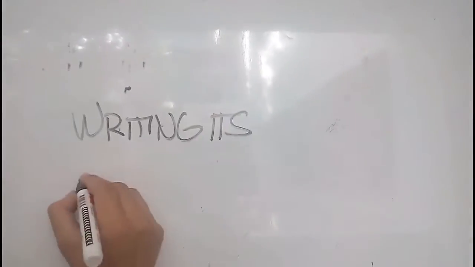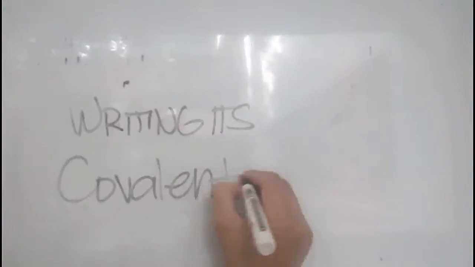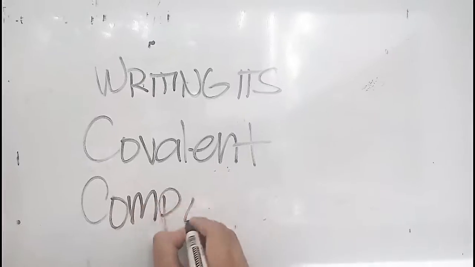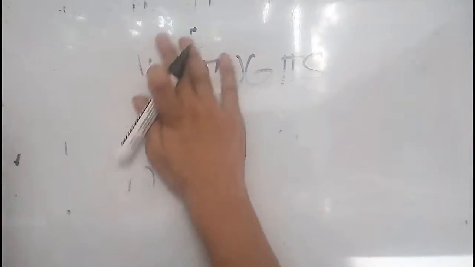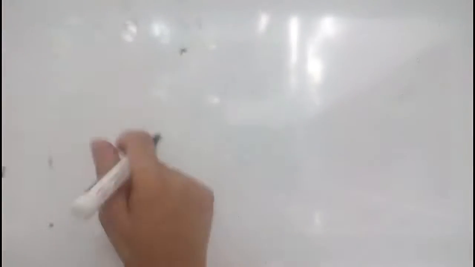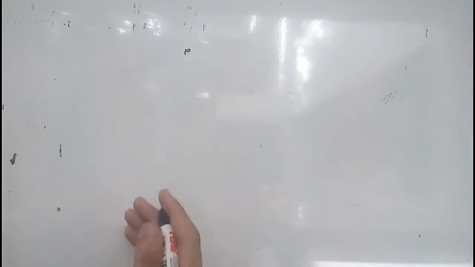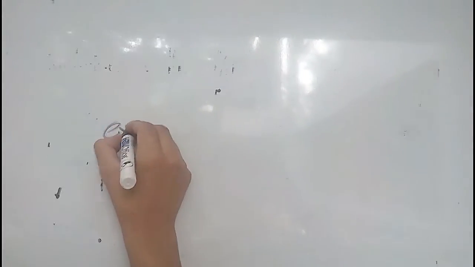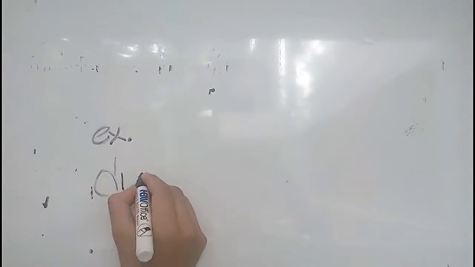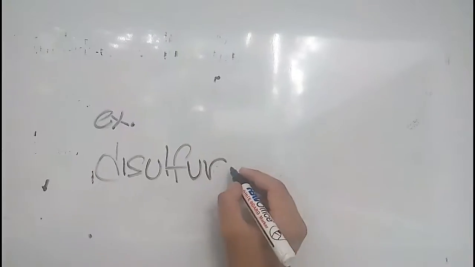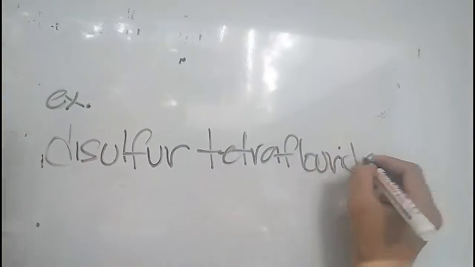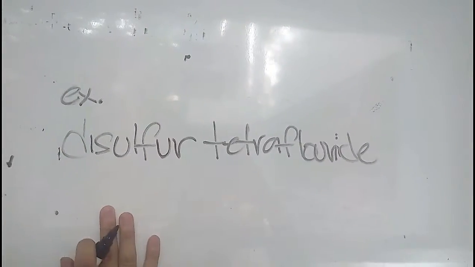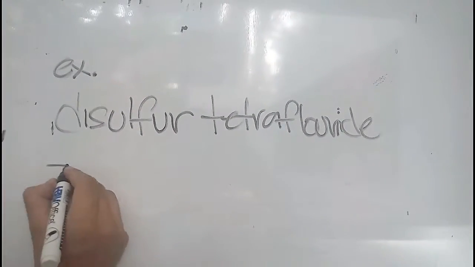Now for the next topic, we're going to talk about writing covalent bonds, or in other words, binary compounds, or covalent compounds, whatever you choose to call them. Here is an example. Disulfur tetrafluoride.